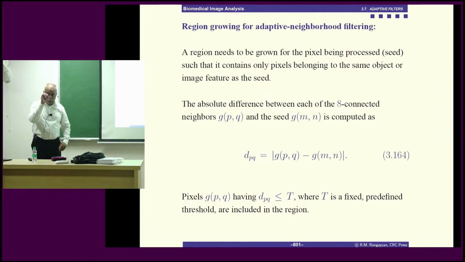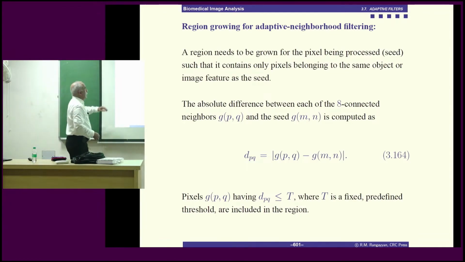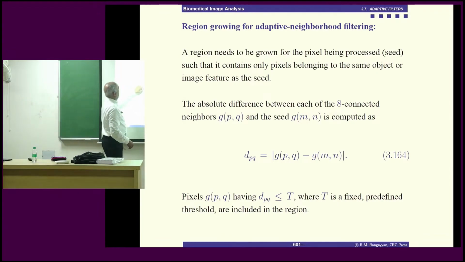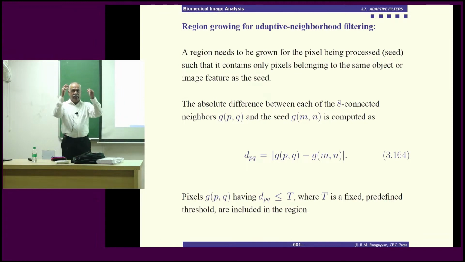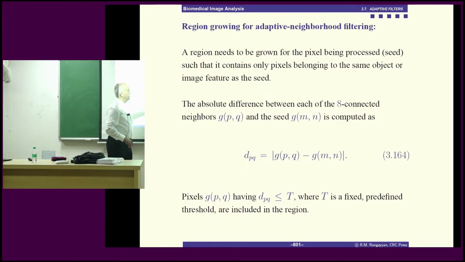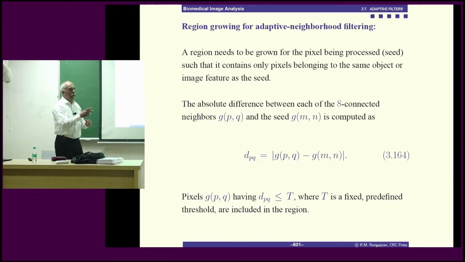So, region growing. For every pixel, you have to grow a region and find what is the local region, what is the local object. So you compare the 8 connected neighbors g_pq and the seed g_mn. g_mn is the filter, the point where you are filtering. g_pq are the neighboring pixels, but not just left and right and top and bottom, but somehow connected. The similarity is determined by this d_pq, just the difference. And we have some modifications to that I'll show later.